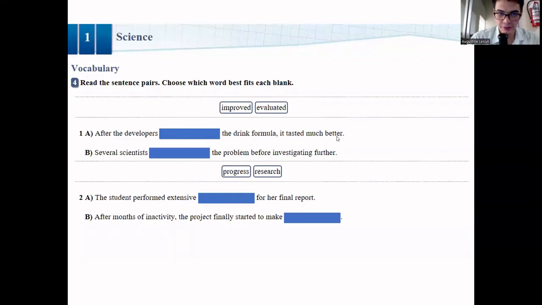All right. For the next vocabulary segment, I want you guys to fill in the blanks of these incomplete sentences. So we have two pairs of sentences, as we can see here. And for each pair, we have two given vocabulary, right? So for the first pair, we have improve and evaluate. For the second pair, we have progress and research. So just like before, I want you guys to pause the video and fill in the blank yourselves. So do that first. And once you try it out, resume the video and we'll go through the answers together. Okay?